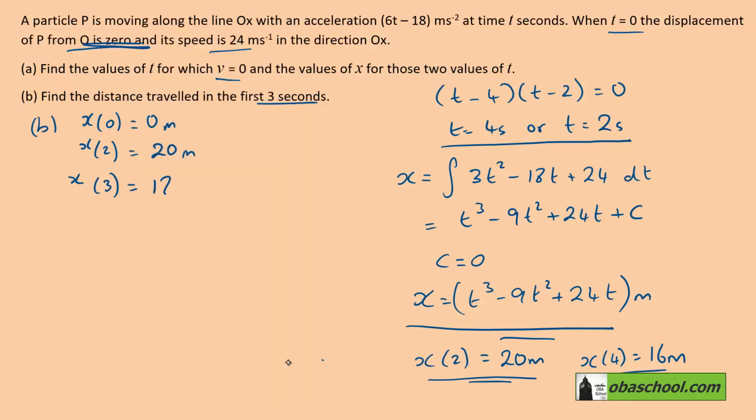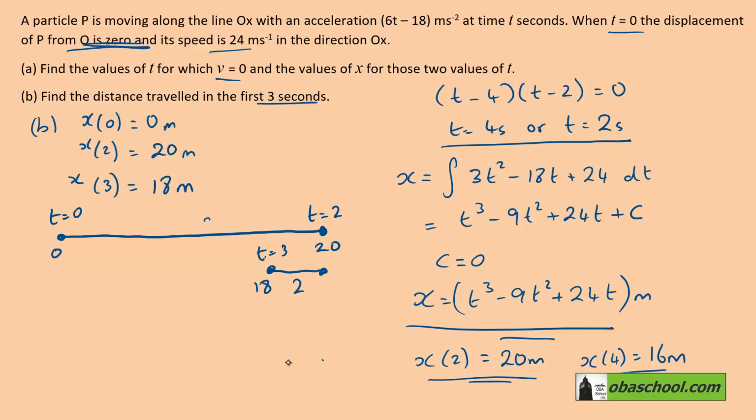So x of 3 is going to be 3 cubed, take away 9 times 3 squared, add 24 times 3, gives us 18 meters. So what must have happened here is it starts at t equals 0, and it goes out. So at t equals 0, it's at 0, and at t equals 2, it's at 20, and then it stops there and it comes back a bit, so that at t equals 3, it's at 18. So that's 2 meters and that's 20 meters, and so the distance travelled is just 20 add 2, which is 22 meters.